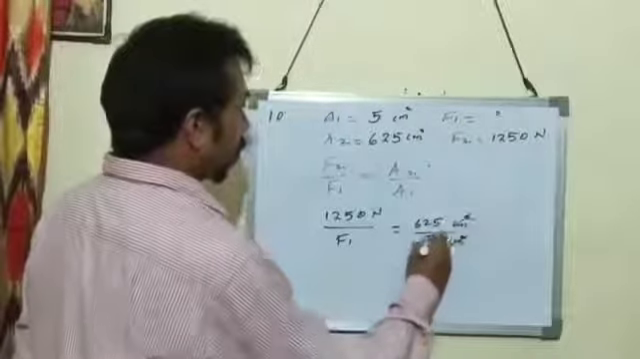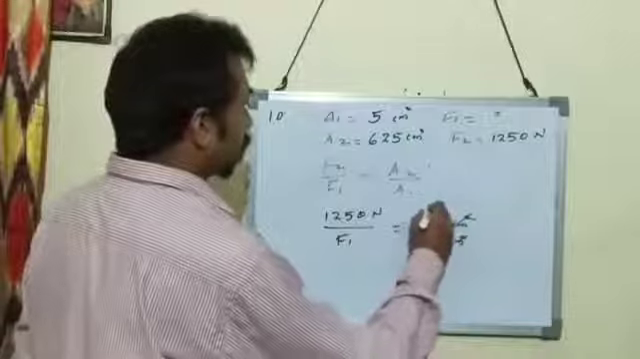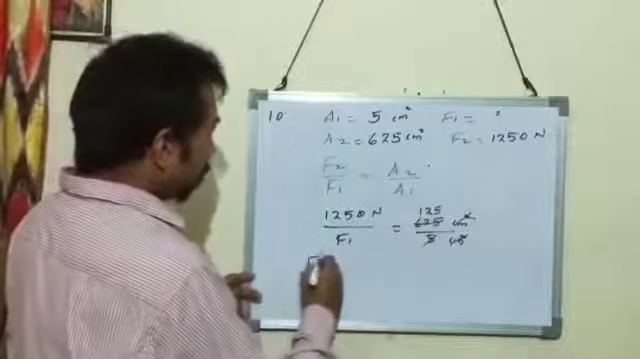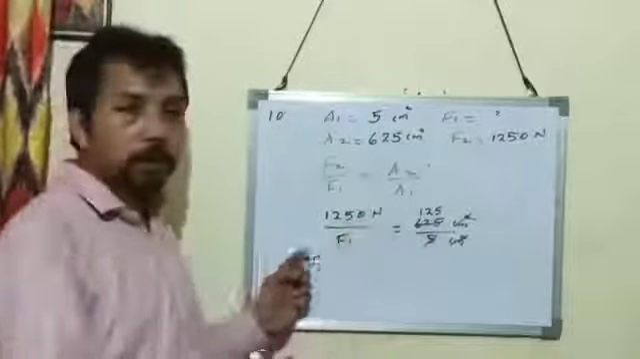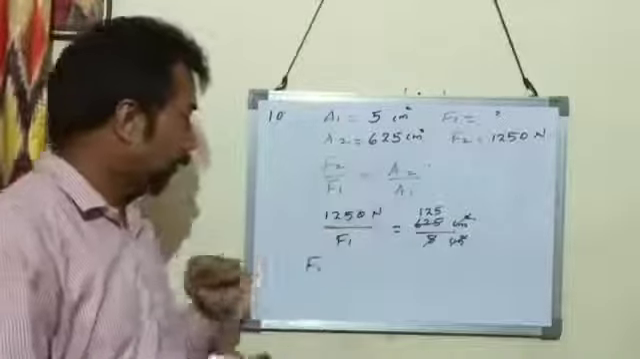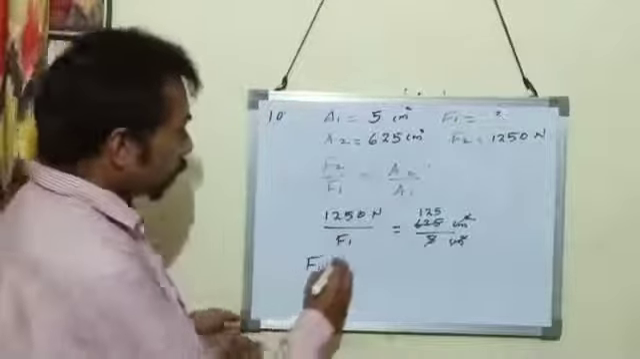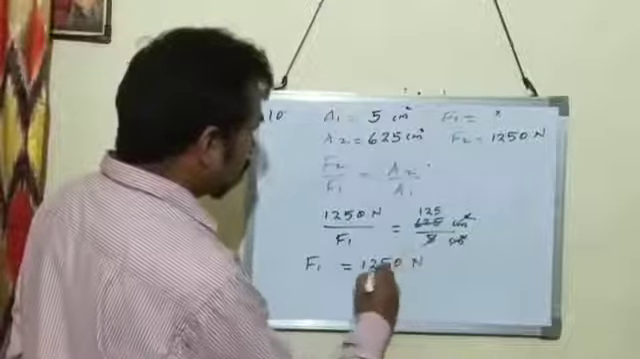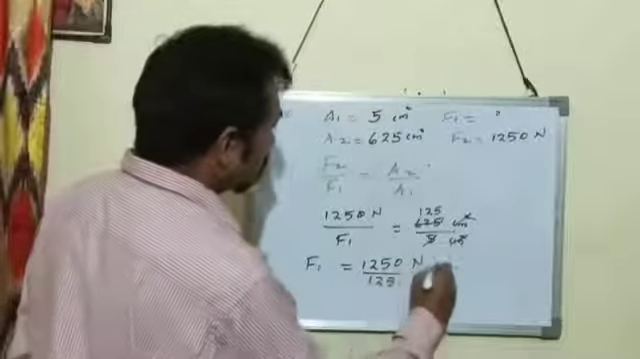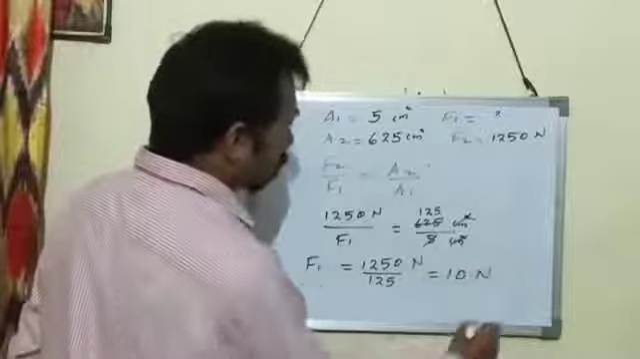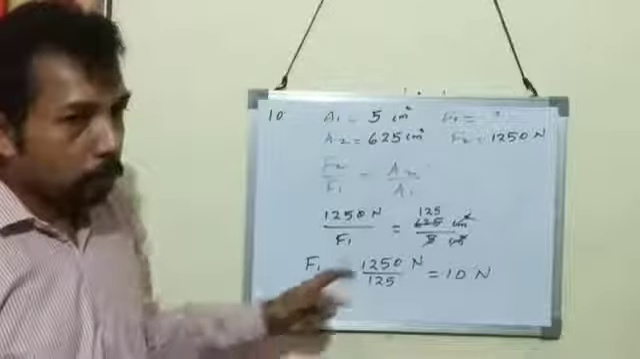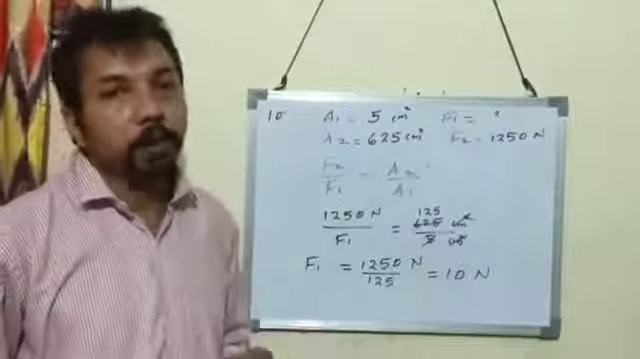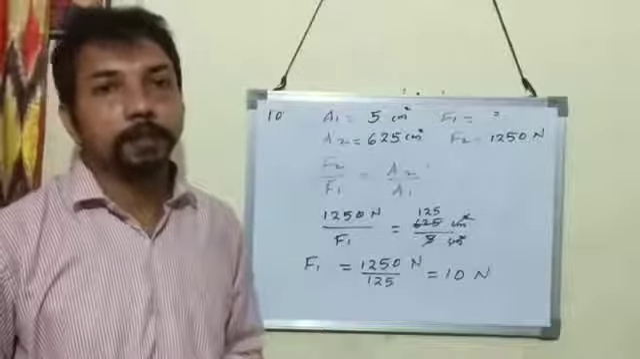Centimeter square is cancelled. 5 and 625, we got 125. So F1 into 125 is equal to 1250 Newton. So we get F1 is equal to 1250 Newton divided by 125, which is equal to 10 Newton. So force on the smaller piston, that is 10 Newton. So this is the answer.